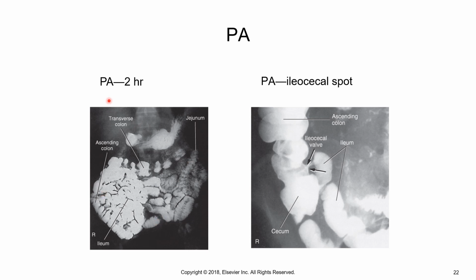You can see this is a PA 2-hour image. You can see there's still barium in the stomach, but then you've got the jejunum and the ileum filled with barium, as well as starting to go up the ascending colon. So they would take a spot image of the ileocecal valve to prove that that study was complete. And that is a small bowel only series, or an SBS.